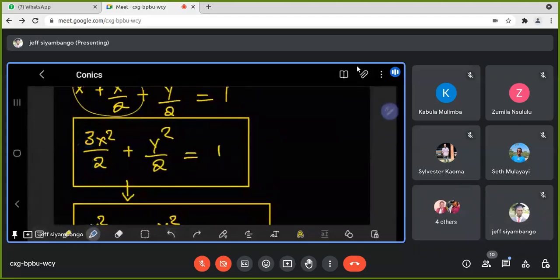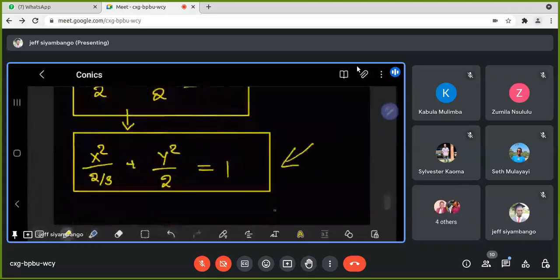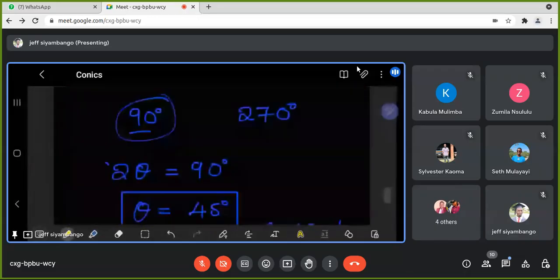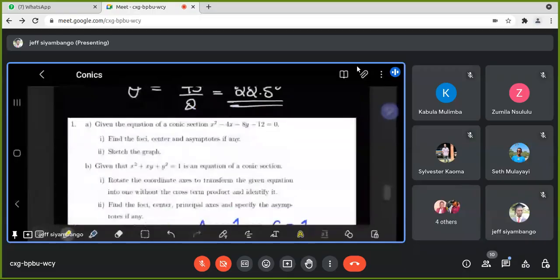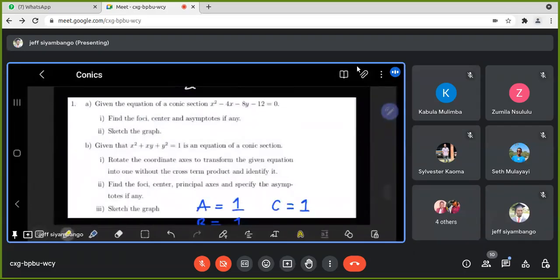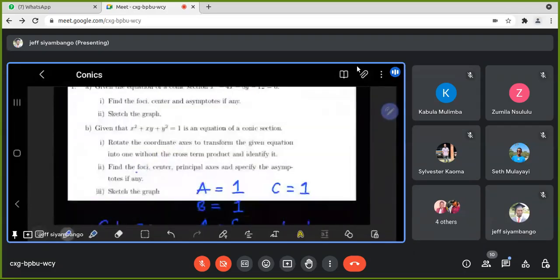So we have rotated the axis to eliminate the cross product. And the last part of the question was saying rotate, and after that, identify it. We rotated and then we identified it. Having done that, the last part is now about what? Find the foci, the center, the principal axis, and specify the asymptotes, if any. This time we're dealing with an ellipse, so no need to specify the asymptotes.